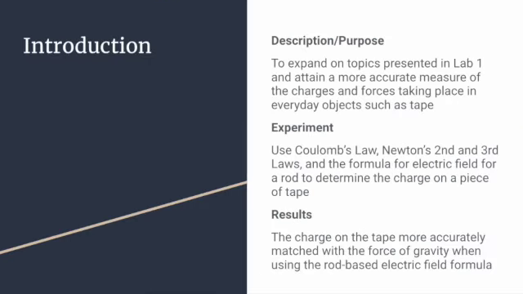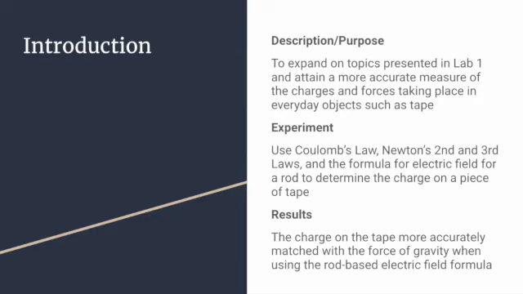For the introduction to this lab, the purpose of this lab was to expand on topics presented in Lab 1 and attain a more accurate measure of these charges and forces taking place in everyday objects, such as tape. The experiment involves the use of Coulomb's law, Newton's second and third laws, and especially the formula for electric field for a rod to determine the charge on a piece of tape more accurately than we would if it was a point charge like from Lab 1.